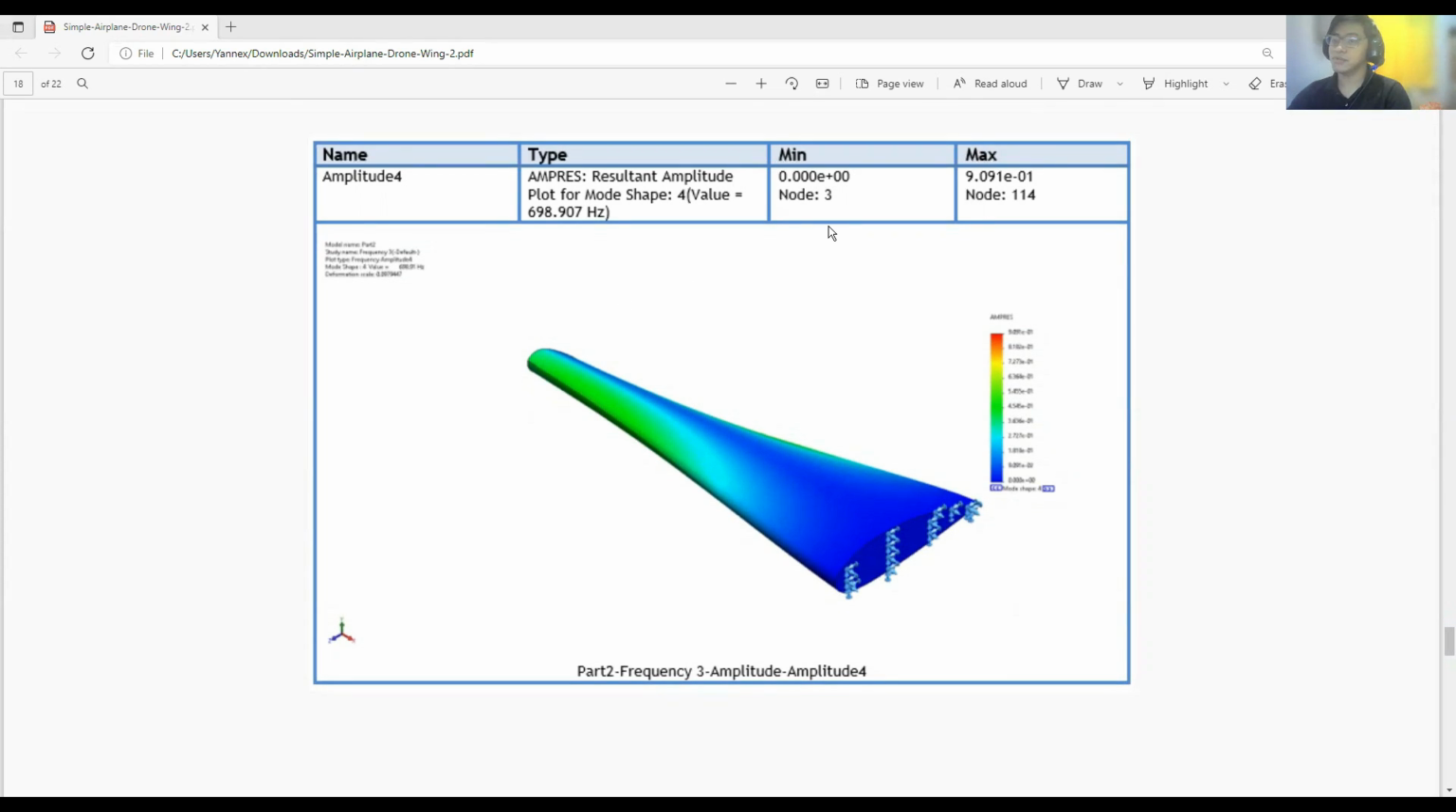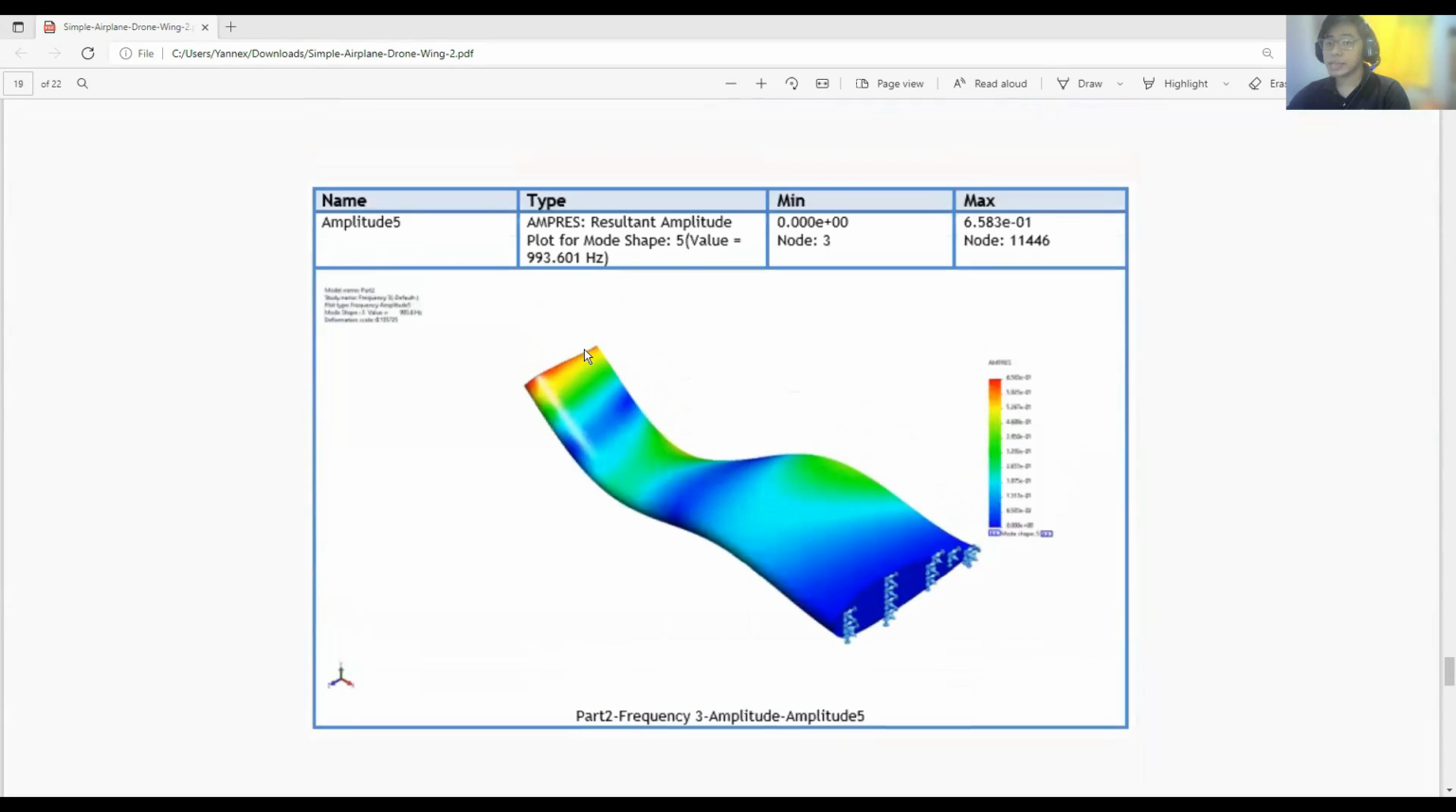and a maximum of 114 at node 114. So in this simulation, it is different from the previous simulation, because as we can see, the wing isn't affected much by stress. Almost all parts of the wing are colored blue, which means it isn't affected much by the stress.